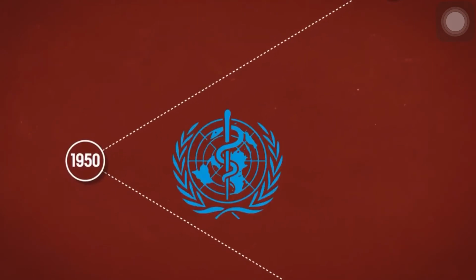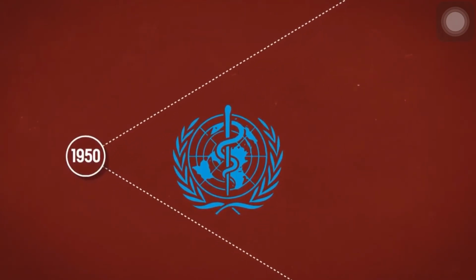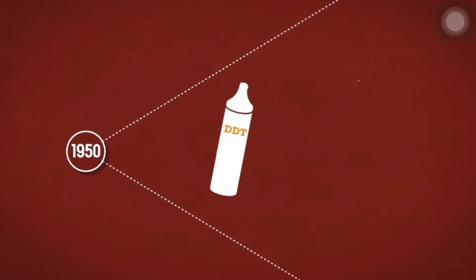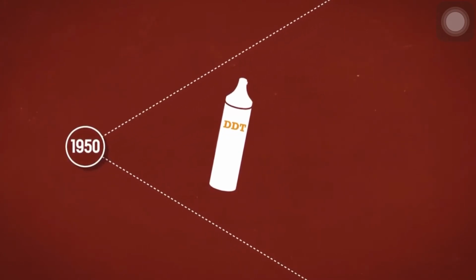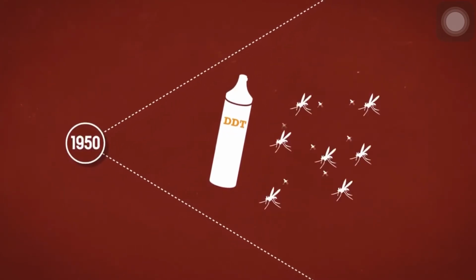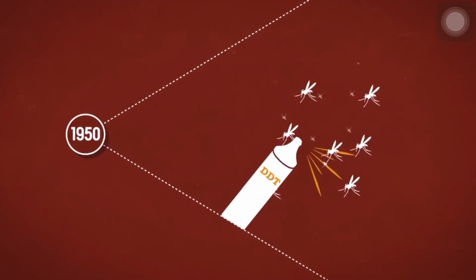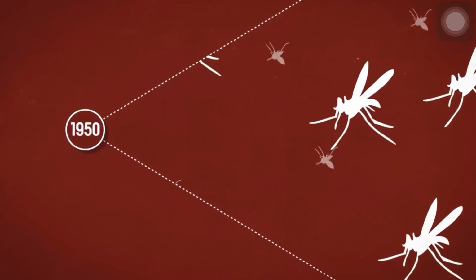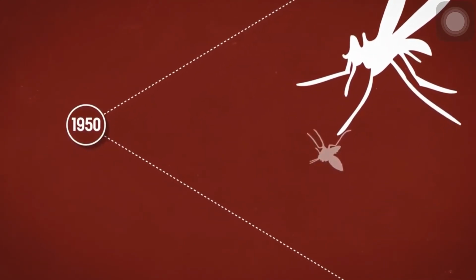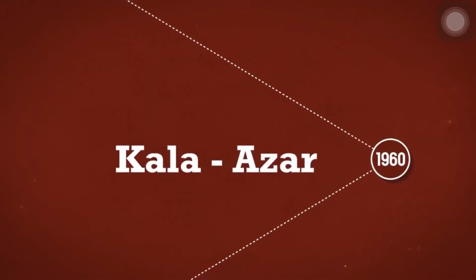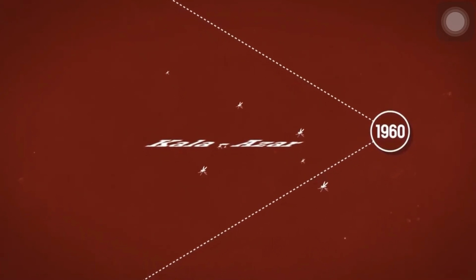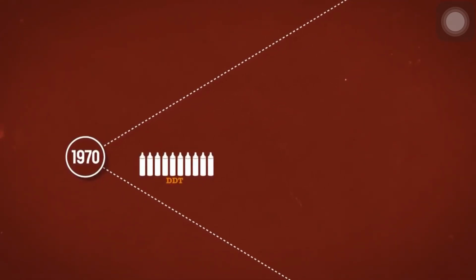In the 1950s, the World Health Organization launched a vast DDT insecticide spraying campaign to eradicate malaria. This attempt at eradication failed, but against all expectations, the insecticide proved fatal to the phlebotomus. During the 1960s, Kala Azar seemed to have been eliminated. But as malaria-carrying mosquitoes became increasingly resistant to DDT, at the beginning of the 1970s, spraying was abandoned.